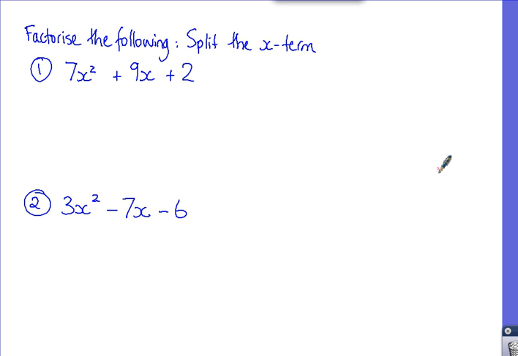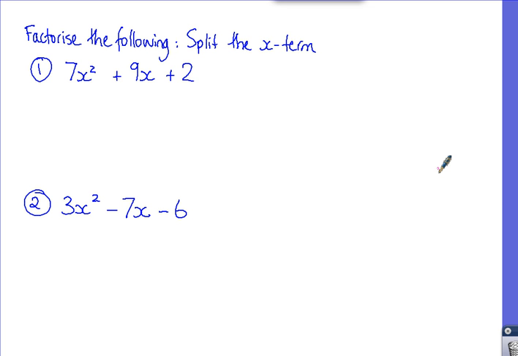Right, we're going to look at how to factorize quadratic expressions where the a term, the term in front of x squared, is bigger than 1. And we're going to do that by using a technique called splitting the x term.